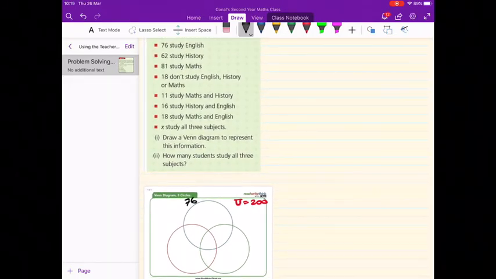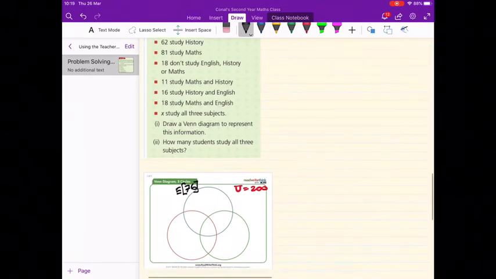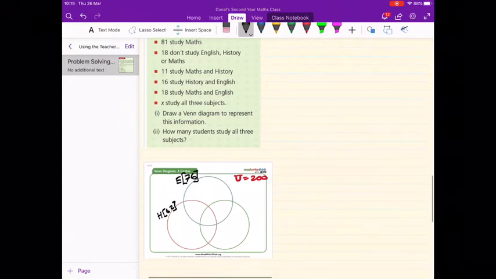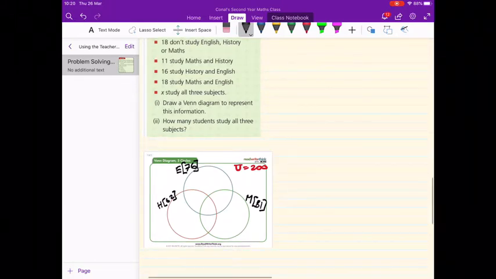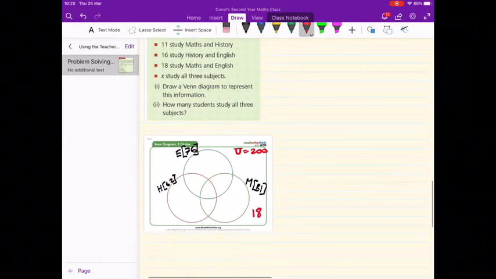So I'm going to go to my Venn diagram, and we have 76 for English. That's the total for the entire circle. Then we'll have 62 for history, so I'll put in an H for history and a 62. And then we'll have 81 for maths. Wouldn't you know, the person writing the maths book makes maths the most popular subject. We have 18 who don't study English, history or maths, so that 18 is going to go on the outside of our Venn diagram.